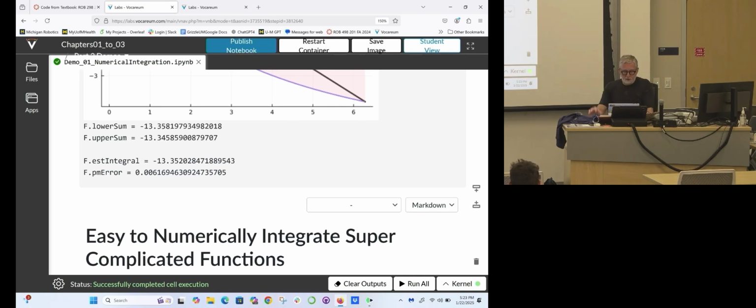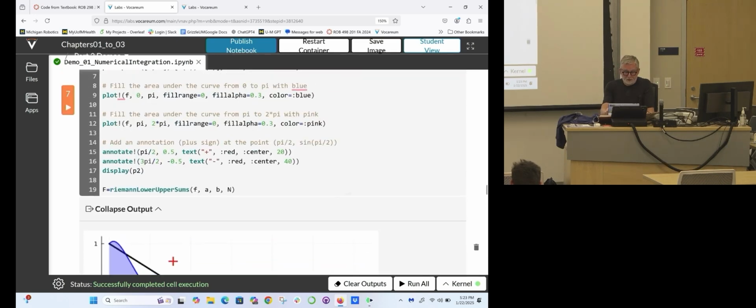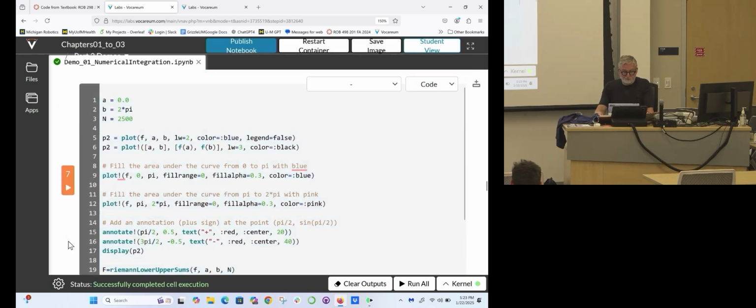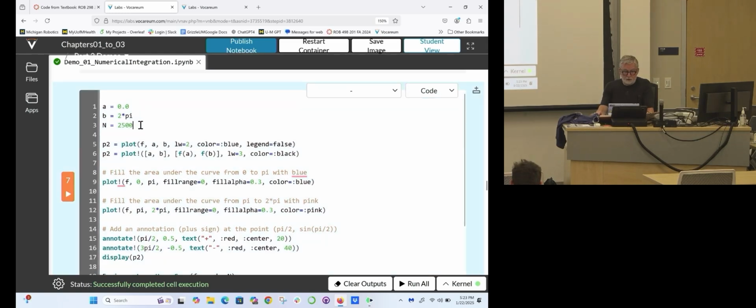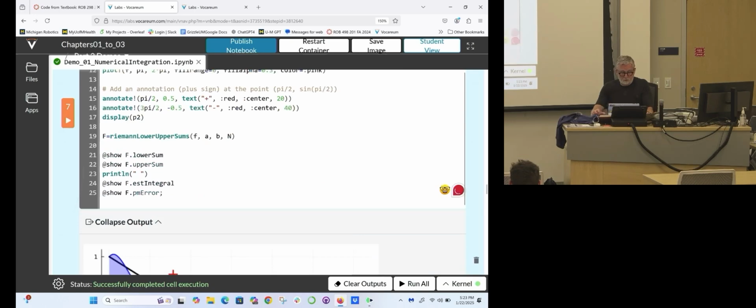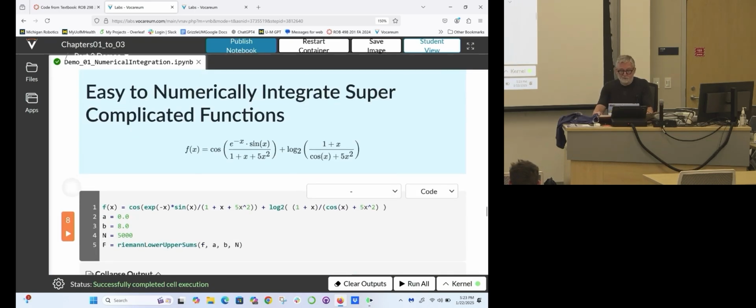The way we're defining the integral is the sum of the lower sum and the upper sum over 2, and the error is the upper sum minus the lower sum. So the error is always positive. So now we have it down to 6 times 10 to the minus 3, the error, okay? And we'll talk later about how rectangles are not very efficient for computing area.